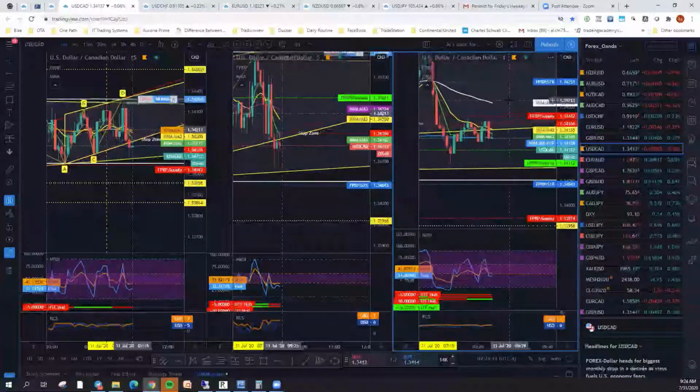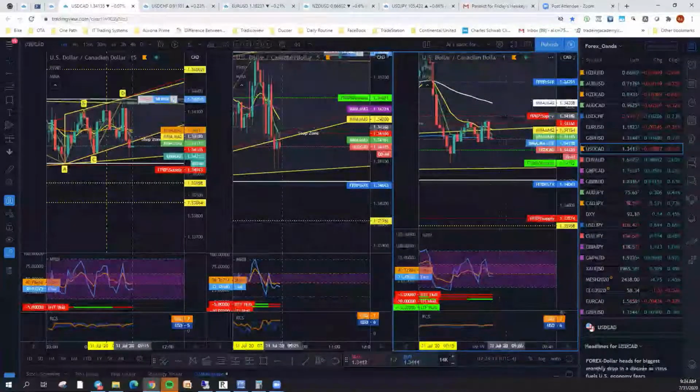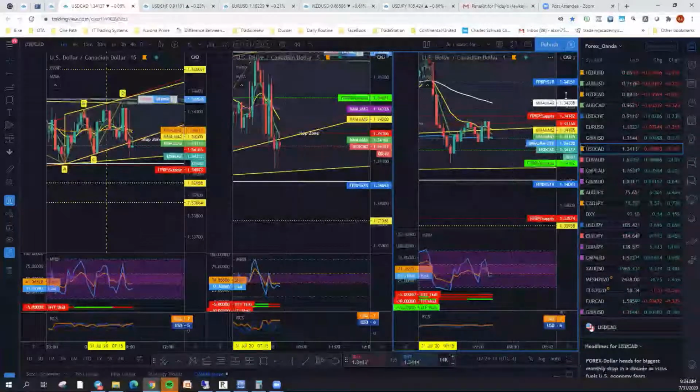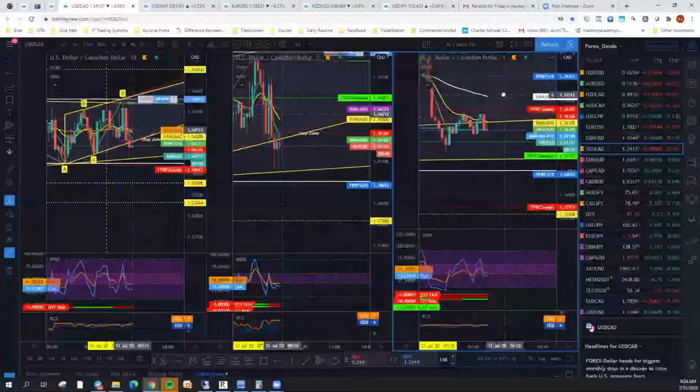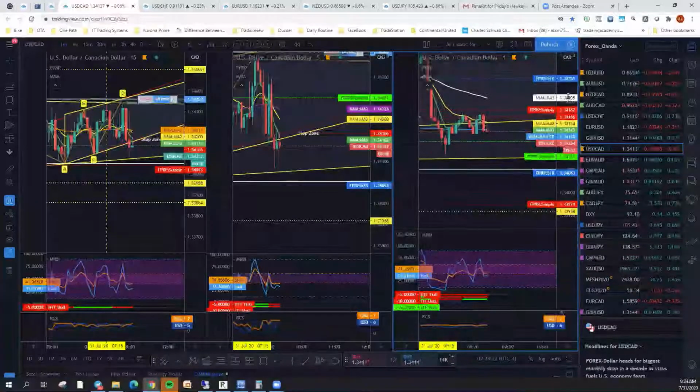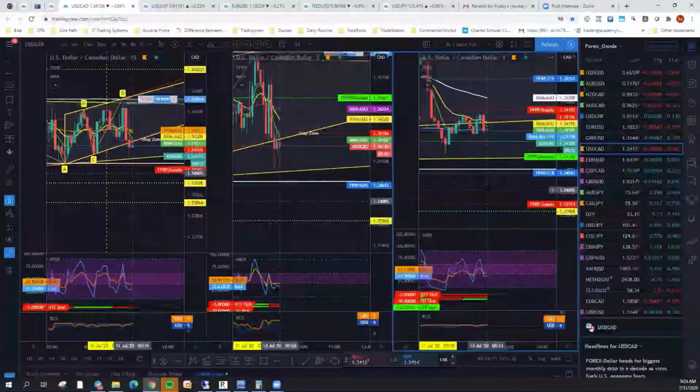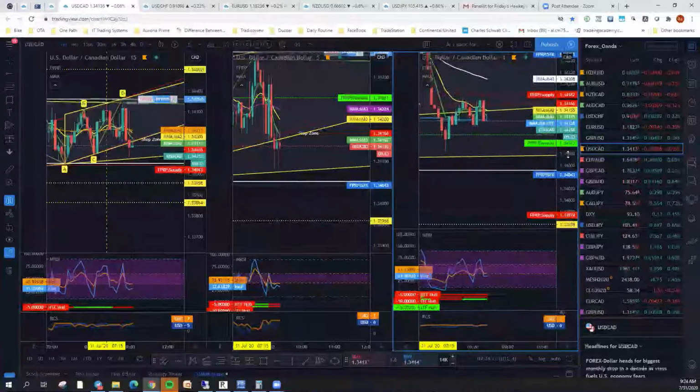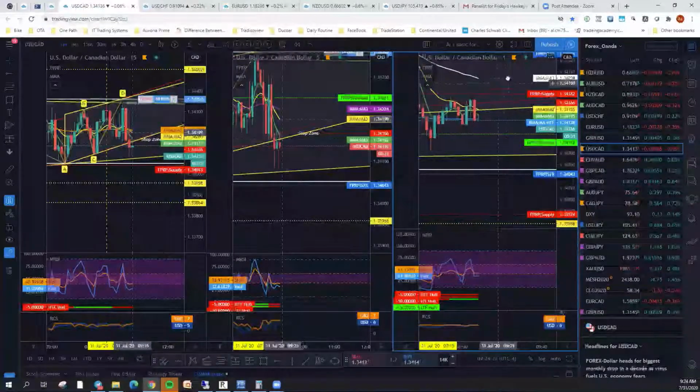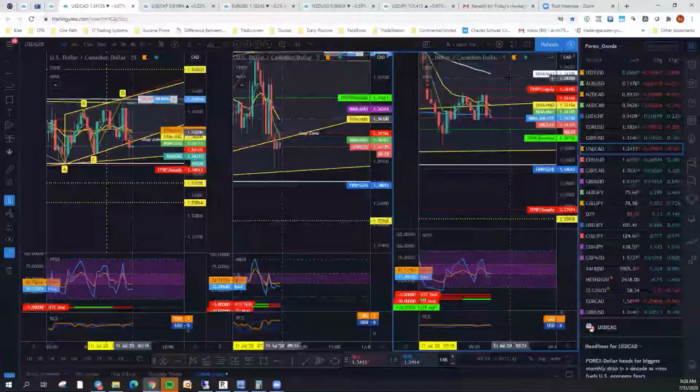I did get out of my long on this last pullback right up in here. I just took the hit. That's what I love about this room too. We will be completely transparent that we have losses. It happens. There's no promises.